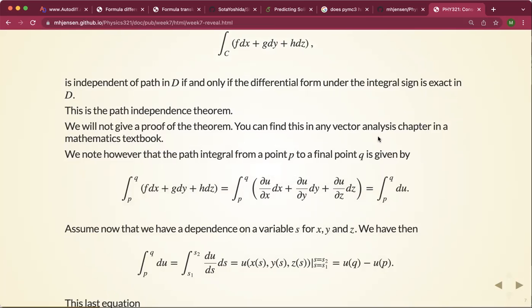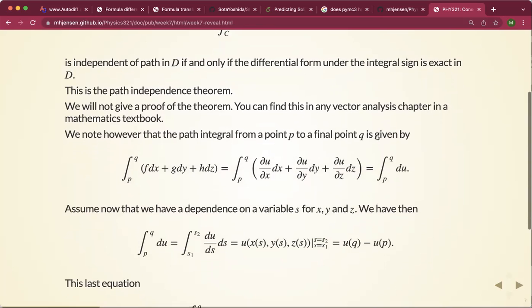So if you go into vector analysis, this theorem is actually derived there. So this is more meant as a reminder of what you may have seen. And then what you can show when you do this is that this guy here is simply du. And now you assume that we have a dependence on a variable s for x, y, and z.